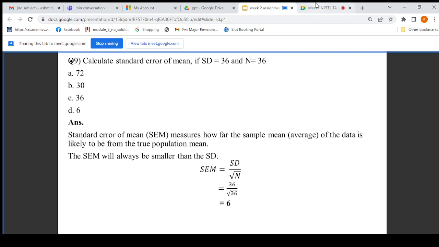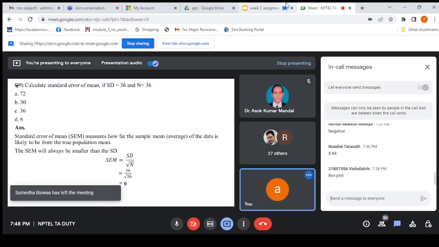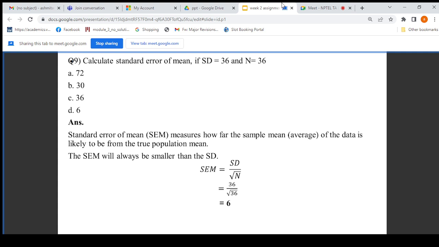Okay, so anyone have any question? Yeah, I have a question, ma'am. So the standard error of mean, will it lie within the range of confidence interval? Yeah, standard error of mean usually lies in the range of the confidence interval, and it is always smaller than the population standard deviation value. Okay, thank you.